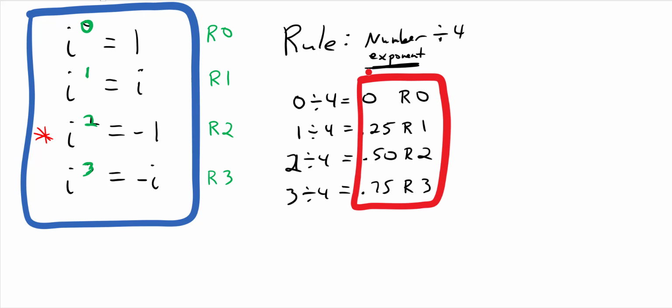If it's 0, it's a remainder of 0. If it's 0.25, remainder of 1. If it's 0.5, it's remainder of 2, and 0.75 is remainder of 3. Again, you're still saying, Mr. Curtis, what are you doing?